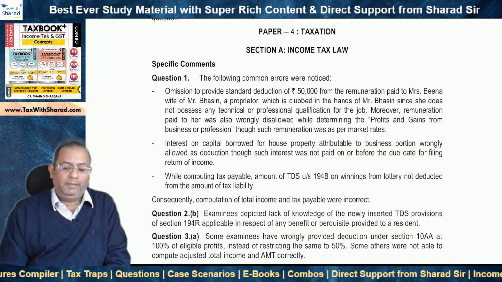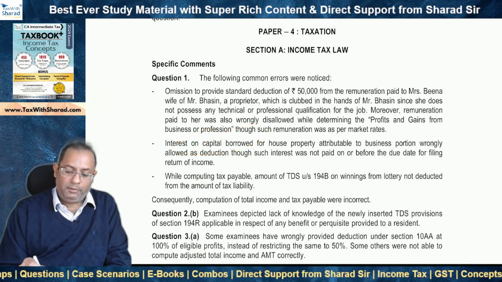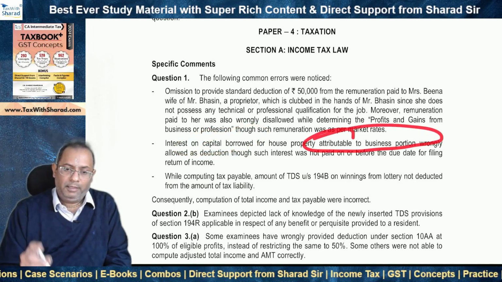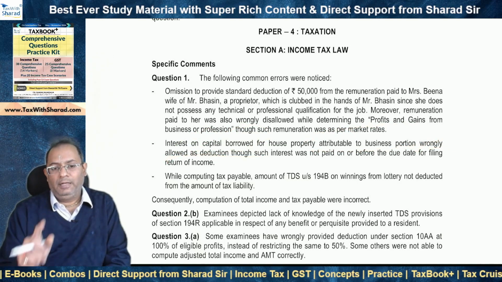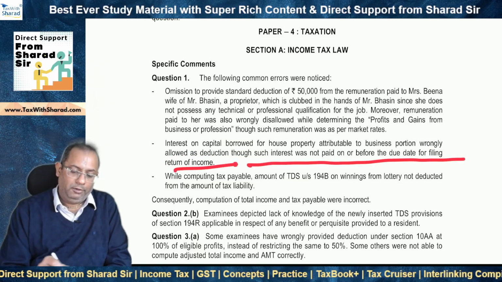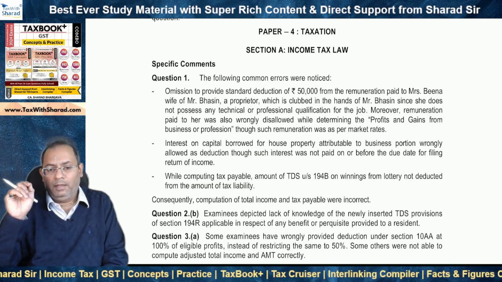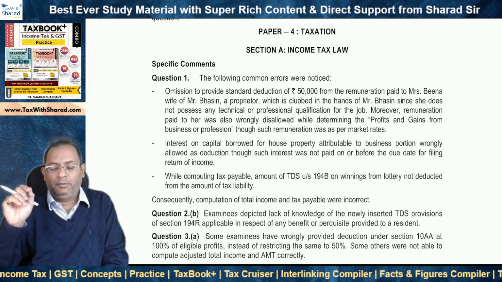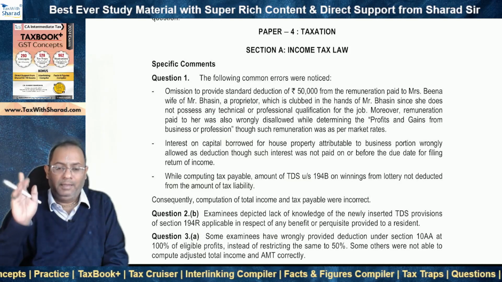So what is the mistake that the students made? Interest on capital borrowed for house property attributable to business portion, that means 20,000, was wrongly allowed as deduction. It should have been disallowed, as such interest was not paid on or before the due date of filing return of income. So whenever there is a question as to whether you should allow or disallow deduction on account of interest on loan taken from a bank, you should check 43B compliance.